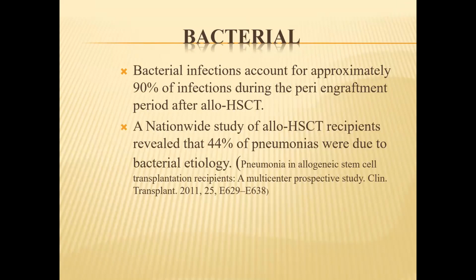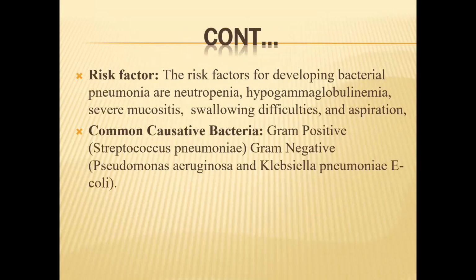Bacterial infections account for approximately 90% of infections during the peri-engraftment period after allo bone marrow transplant. A nationwide study of allo HSCT recipients revealed that 44% of the pneumonias were due to bacterial etiology. Next slide, sir. The most common risk factor for developing bacterial pneumonia is neutropenia, like in the neutropenic phase.